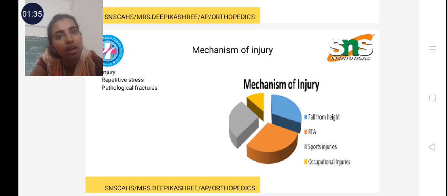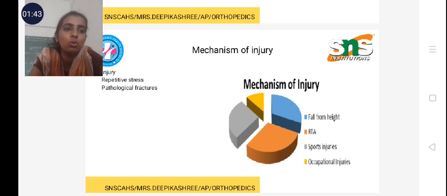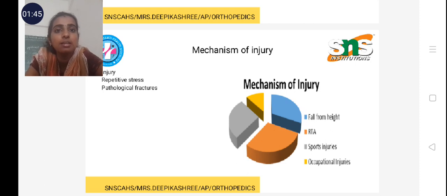Another one is RTA. RTA means road traffic accidents. Because of a road traffic accident, the patient gets an injury in the bone. Another one is sports injury. The athletes are giving more strength to the bone. They are careful about their bone, but if not, then sports injury occurs.